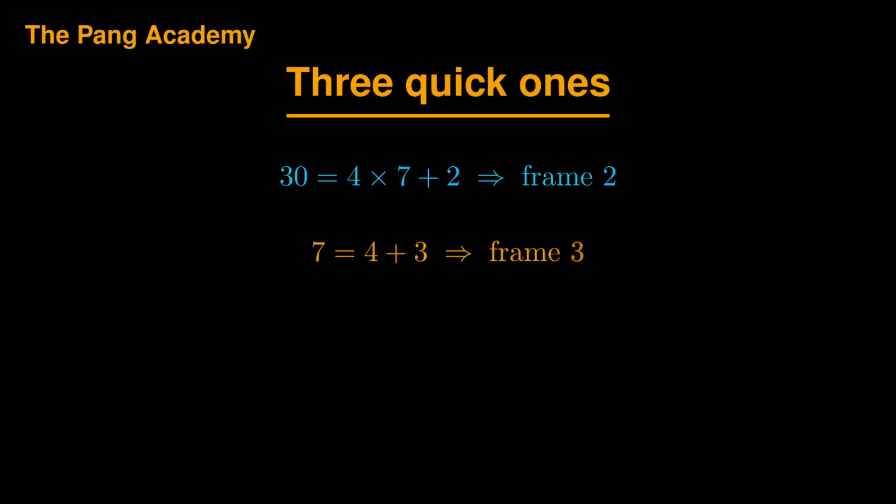3 more quickly to make the recipe stick. Frame 30. 30 is 4 times 7, 28, with 2 left over. So frame 30 is frame 2 once again. Frame 7 is 1 four and 3 left over. So frame 7 is frame 3. And frame 25. 25 is 4 times 6, 24, with just 1 left over. So frame 25 is frame 1, right back at the start. Every time, divide by 4 and keep what remains.